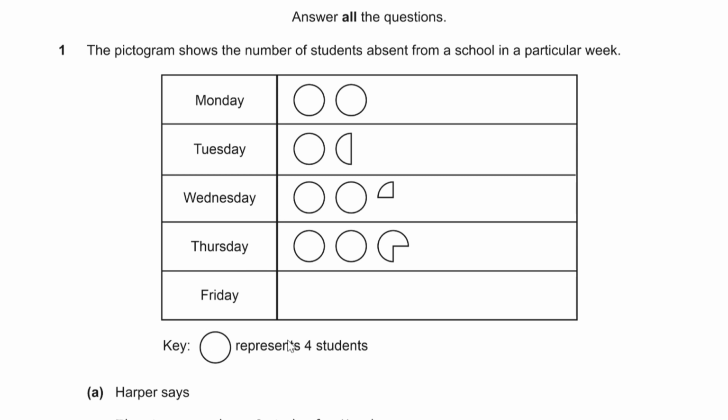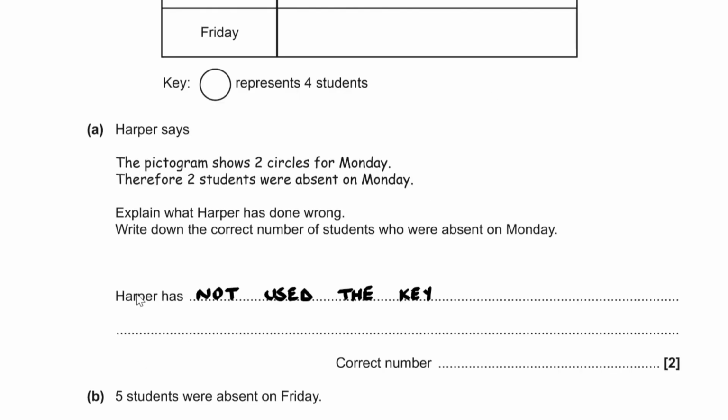If we use our key, we have a full circle which represents 4 students. So, for Monday, we have 4 students plus another 4 students, which gives us 8 students. So Harper has not used the key. The correct number, we have 8 students who are absent on Monday.